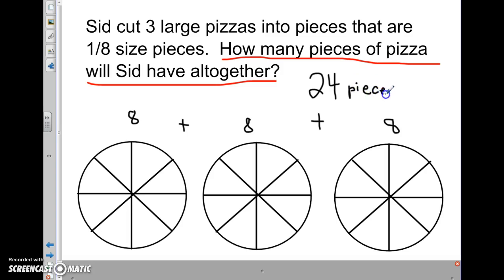All right. So that is just a review of multiplying and dividing fractions, but using those skills in solving real-world problems.